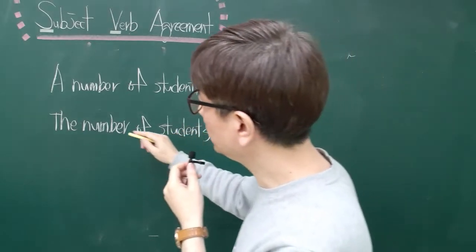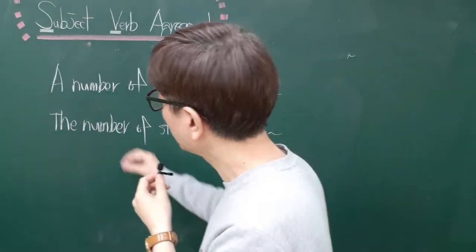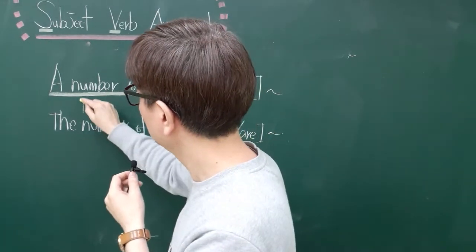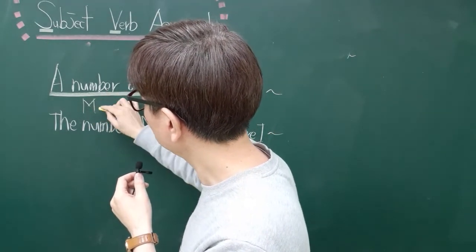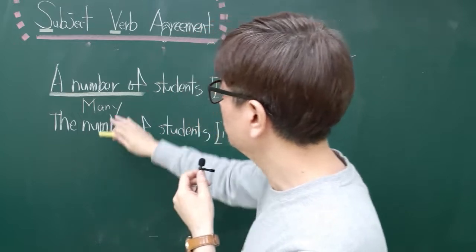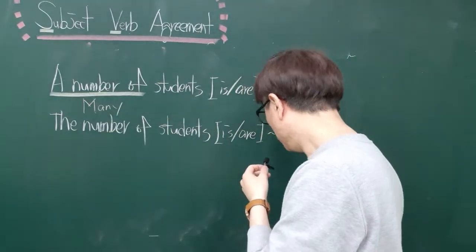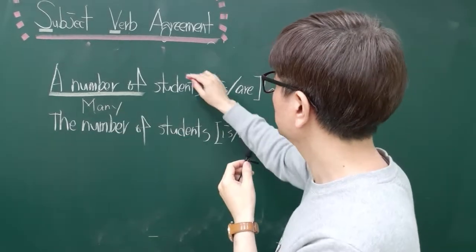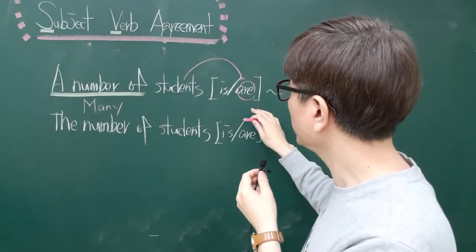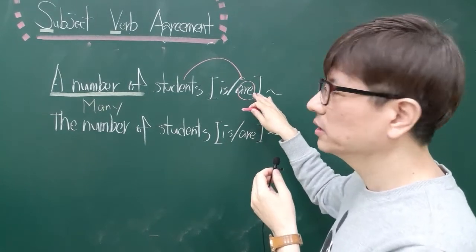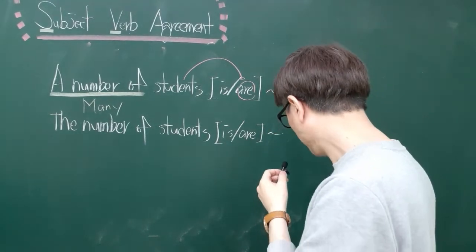In this kind of case, a number means many. So a number of students means many students. So many students are. So the correct answer is are. So you need to just pick out the verb really easily.